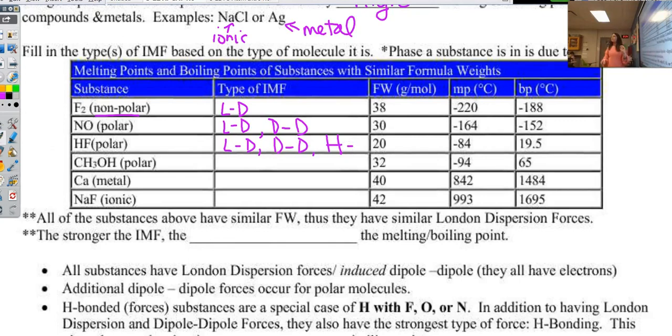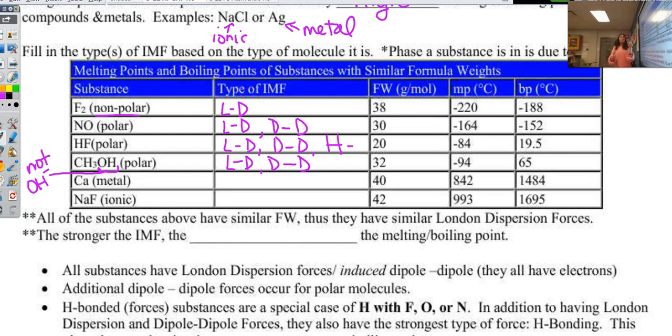Okay, CH3OH. Don't forget, this is not hydroxide, not OH minus. That is not an ionic compound, okay? So that's methanol. We're going to have the carbon in the middle, and then the H's with the OH going around. It's polar, it's telling us it's polar. Does it have LD forces? Yes. Does it have dipole-dipole? Do we think that there's any hydrogen bonding?